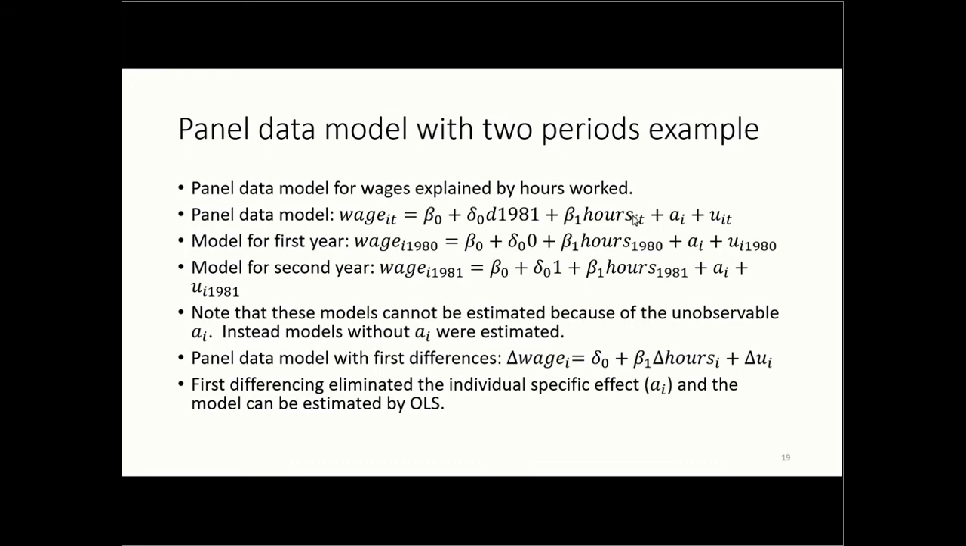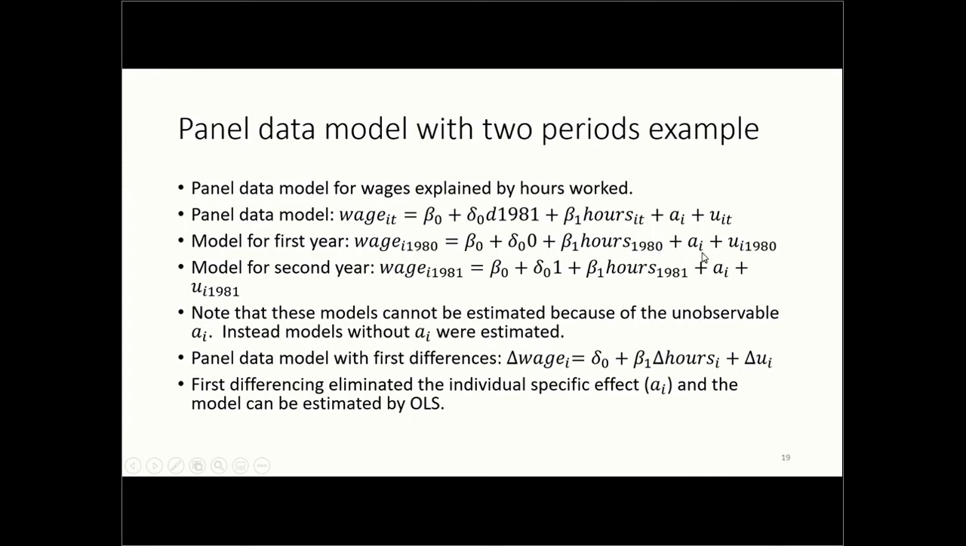So here's how we are going to estimate these models. Here we would have a panel data model for wages explained by the hours worked. And here we would have the panel data model, which would be the wage in period IT. Here we would have a dummy for the second period, and here we would have hours, and this would be a_i, the individual specific effect.